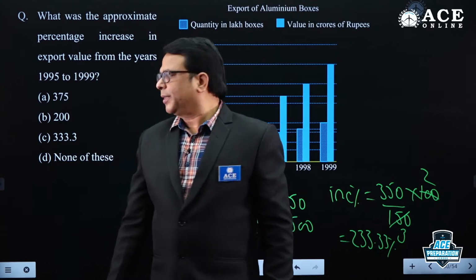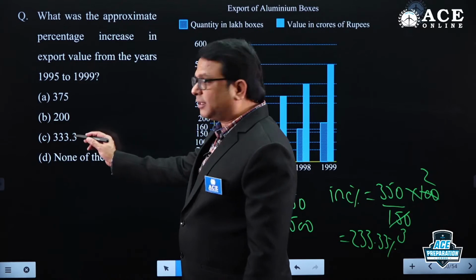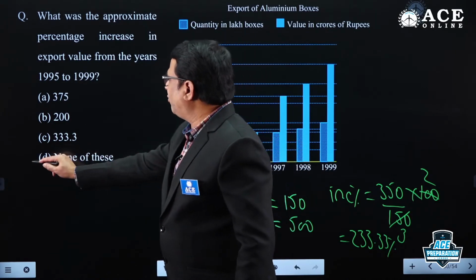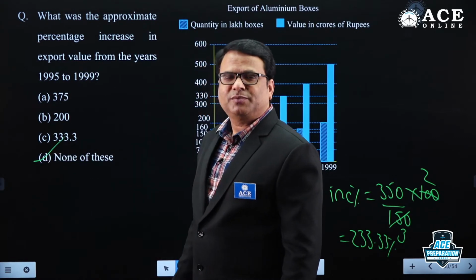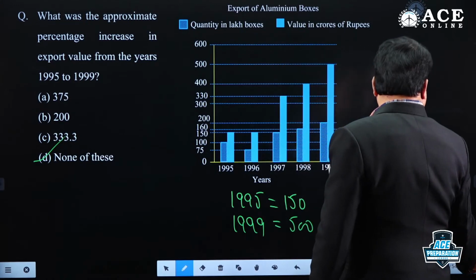Now, we don't have 233.3. We have 333.3, but we don't have 233.3. So we go for none of this. Okay, right. Now, the next question.